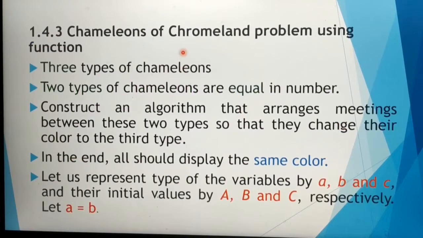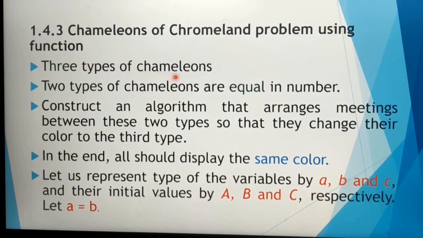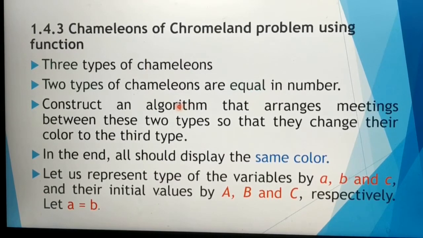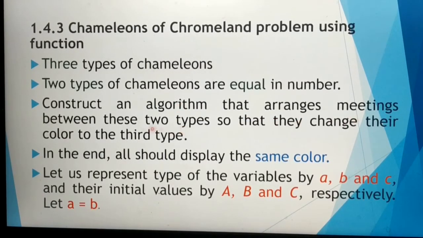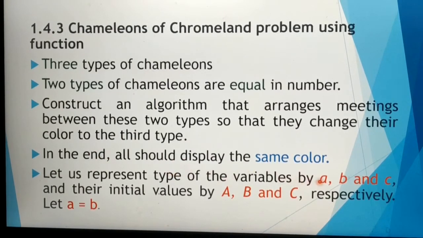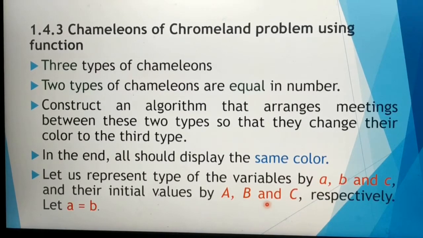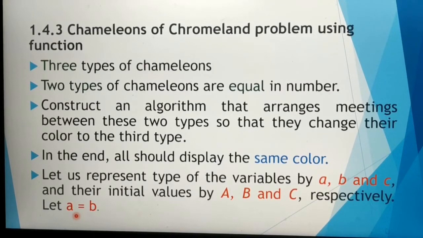Let's see the Chromoland problem. In this problem, we have three types of chameleons. Two types of chameleons are equal in number. Here we have to construct an algorithm that arranges meetings between these two types of chameleons so they can change their color into the third type. Finally, all the chameleons should be in the same color, which is called the monochromatic problem. Here we have considered A, B and C. These are three different types of chameleons, which are called variables. Capital A, B and C hold the values of the three variables. The values of A and B must be the same.